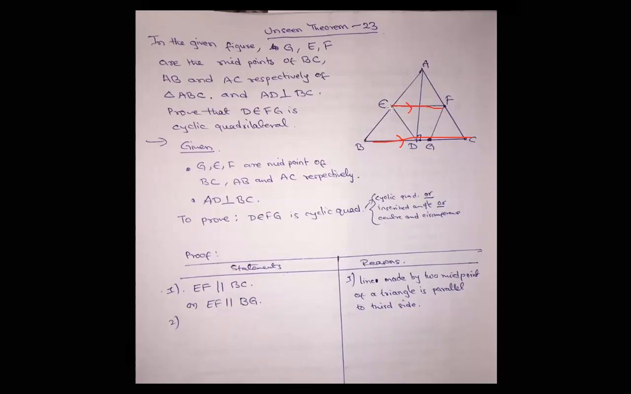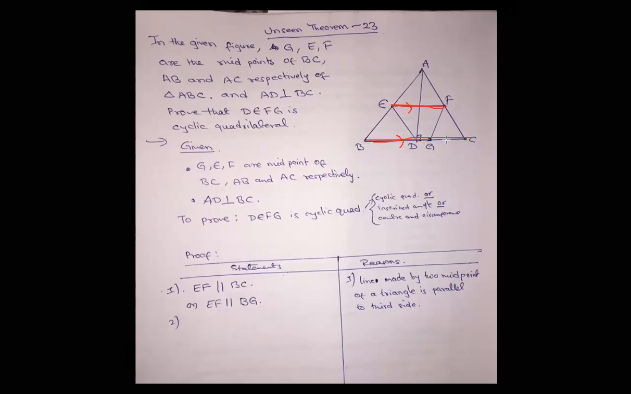So instead of writing this all, I'm going to design it here. Okay. So EF is parallel to BC. Otherwise, add more elements. Okay. So let us take up this one. BG, so parallel to parallel. The line is parallel.